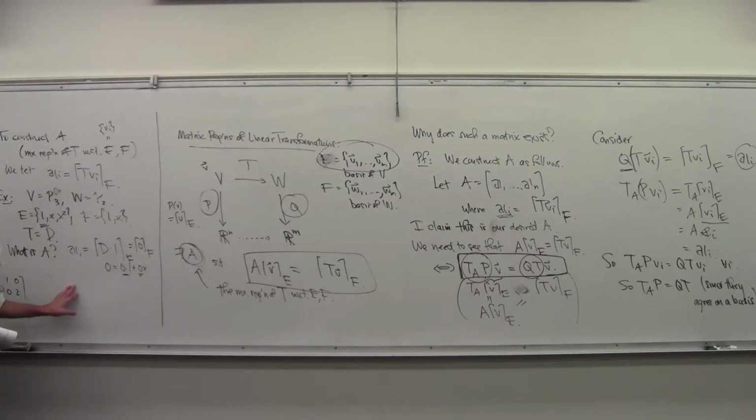Okay, everybody get that? How do you construct the matrix representation? Well, you just take the elements of your first basis, map them through the linear transformation, and take the coordinate vectors with respect to the second basis, and use those as your columns.